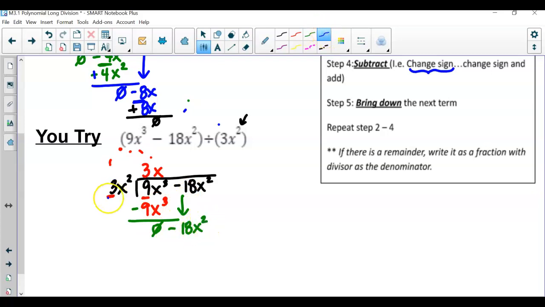Focus on the numbers again. 3 goes into negative 18, negative 6. Then here you have 2 and 2, so now I don't need any more. I'm good. So here when you multiply, you do get that negative 18x squared. But then remember, we're going to change the sign so that negative becomes positive, and you now have 0. So again, 3x squared is a factor of that polynomial, and your final answer, 3x minus 6.